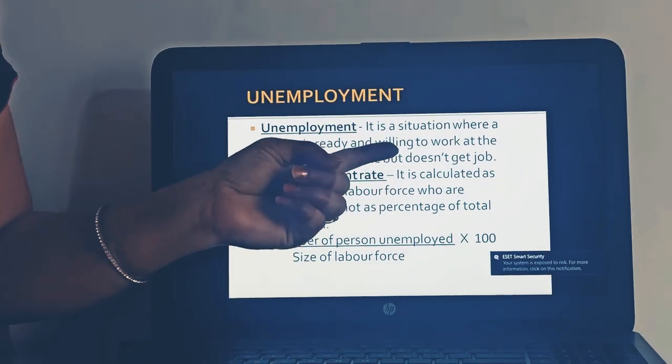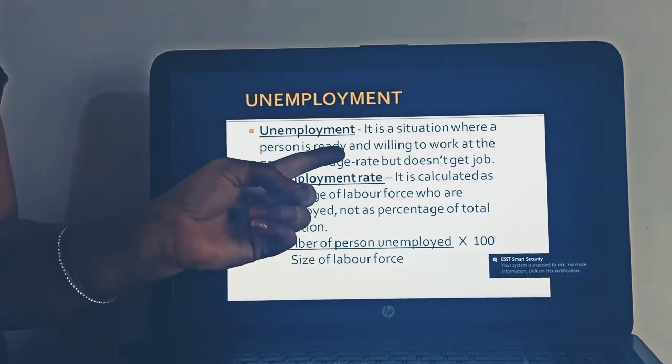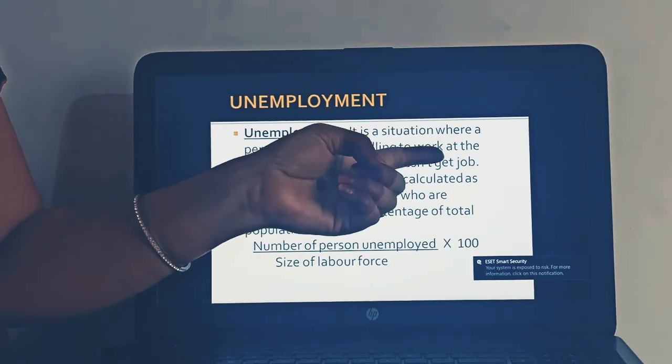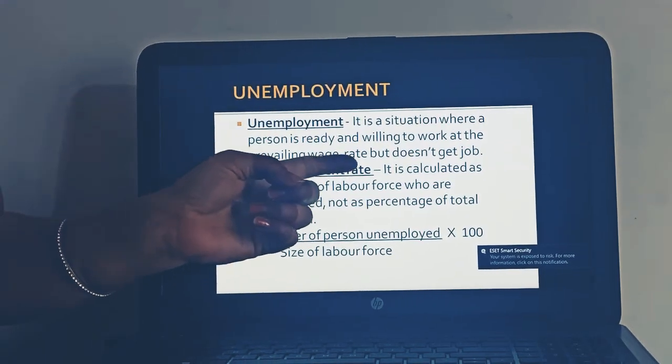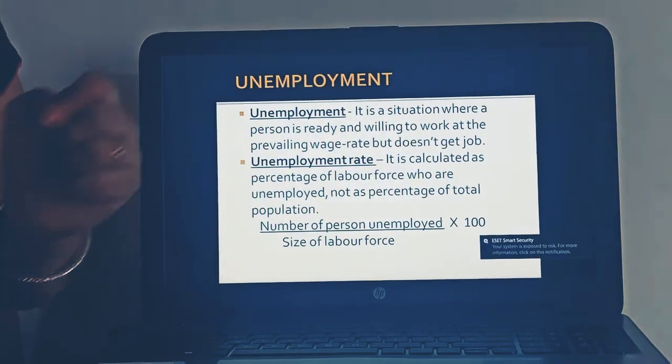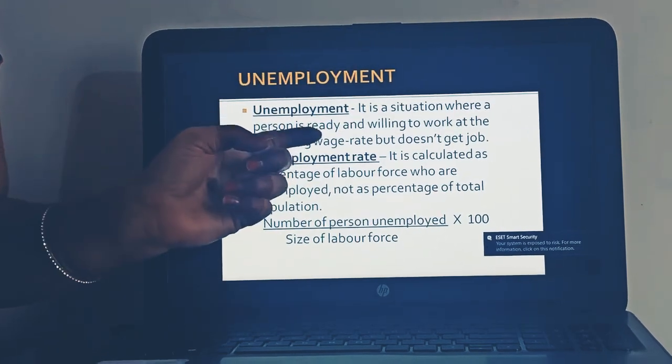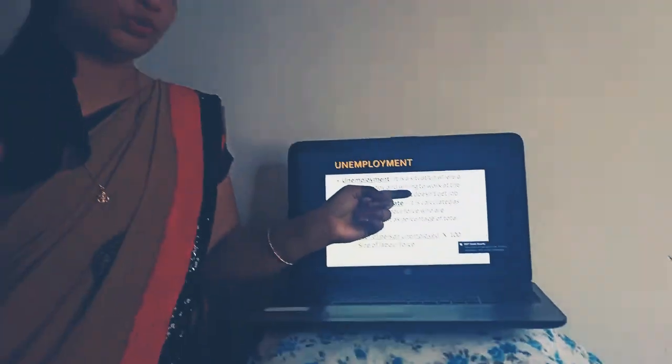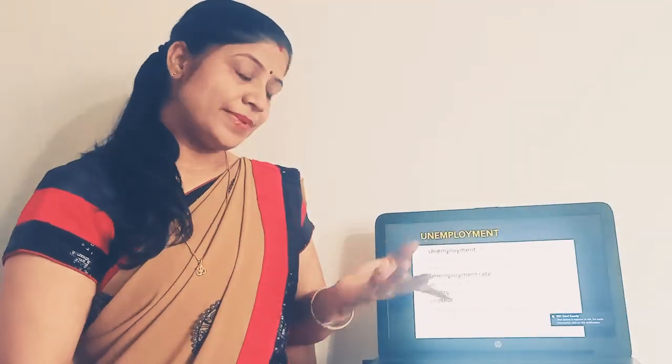What is unemployment? It is a situation where a person is ready and willing to work at a prevailing wage rate but does not get a job. So it's very clear. That means a person is ready to work. He has an ability, he has a willingness to work, but he does not get a job. That is unemployment. Ability, willingness at the wage rate, but does not get a job.